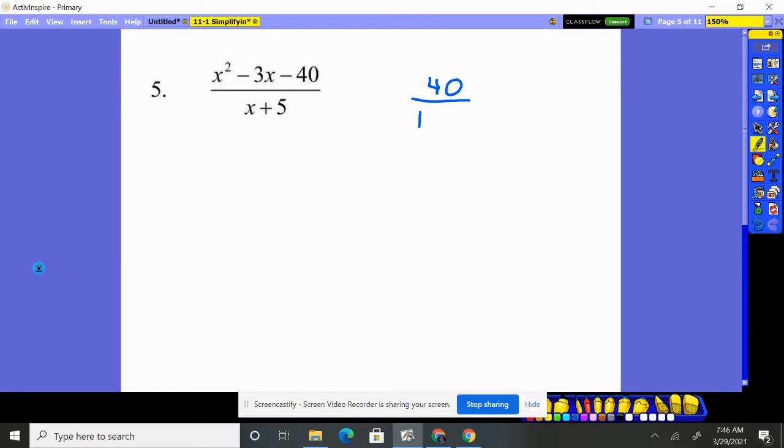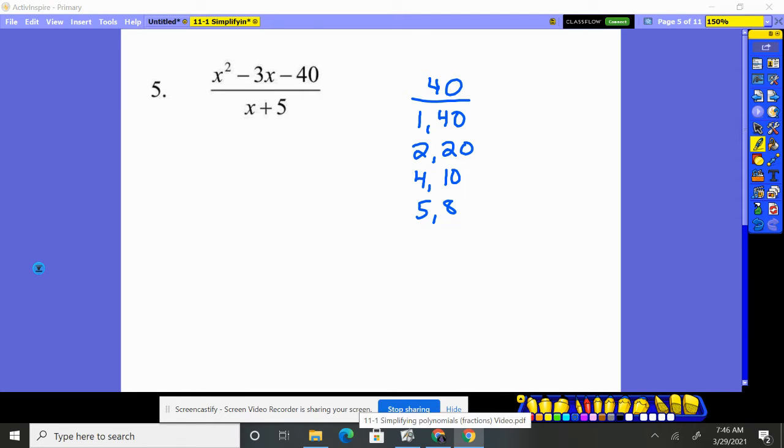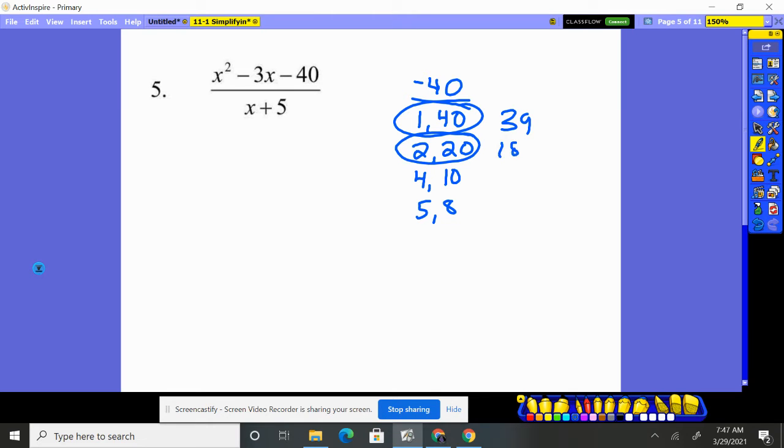Well, the multiples of 40: 1 times 40, 2 times 20, 4 and 10, 5 and 8. Yes, there's another way to approach this problem, but we're not going to. We're going to make our minds work here and work it through. So it is a negative 40. Since it's negative, one of them is negative, one of them is positive, so we're subtracting. These will have a difference of 39, difference of 18, difference of 6, difference of 3.